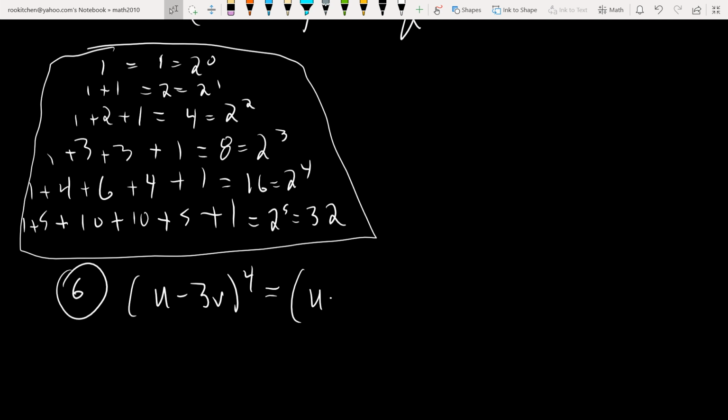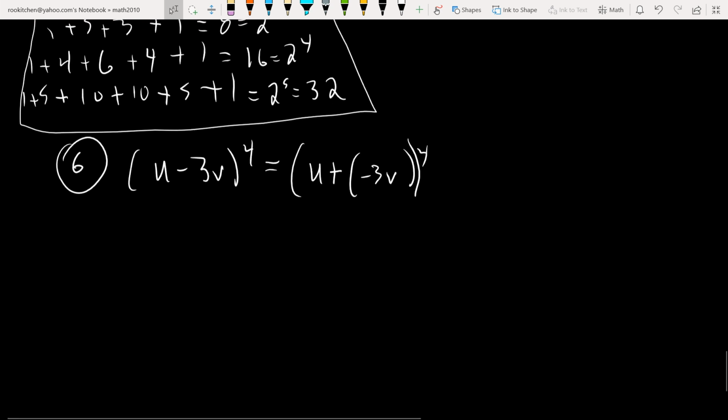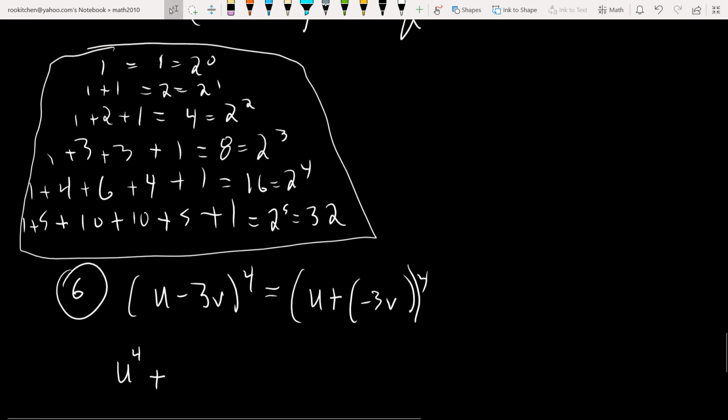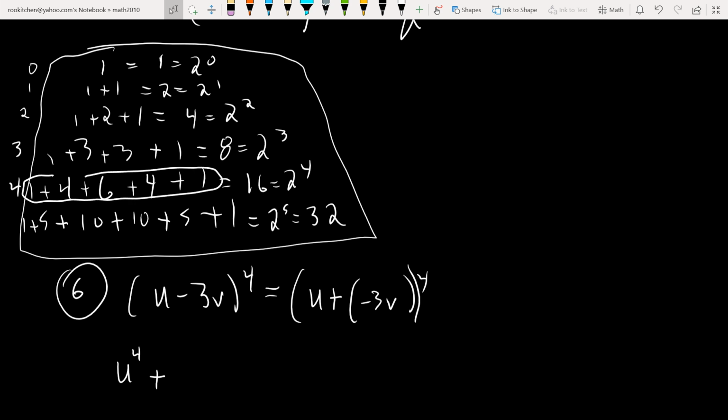Be a little careful. This is really the same as u plus negative 3v to the 4th. And then what we need to do is just plop it into our formula. So it'll be u to the 4th plus, if you go to the 4th row of Pascal's triangle, if you start here as 0, 1, 2, 3, 4, we need these coefficients. The first one I have a 1 on it, plus 4 times, now we decrease the exponent on u, but increase the exponent on negative 3v.